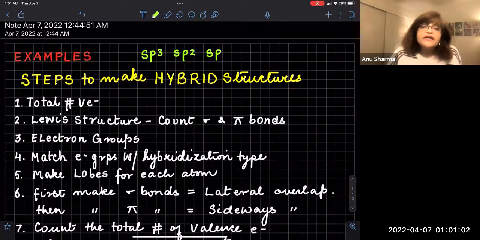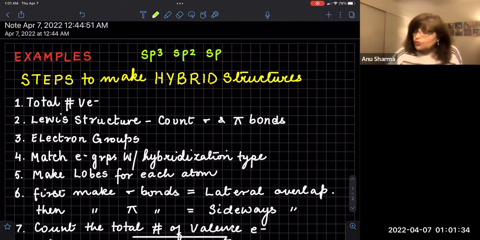After that, for every hybridization, the hybridized orbitals are shown as lobes. So you make those lobes for each atom. Okay, and then after that, you're going to make the sigma bonds first. In other words, you're going to do the lateral overlap of the hybridized orbitals. Then you're going to do the sideways overlap, which is the pi bonds, if there is a double bond or a triple bond, then you would need that.